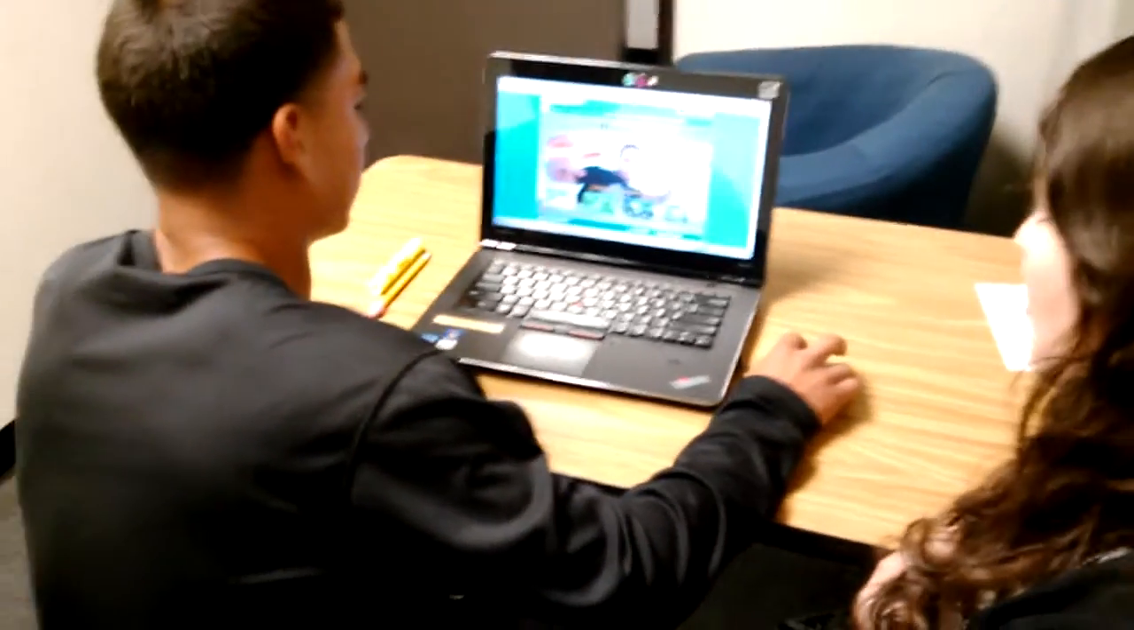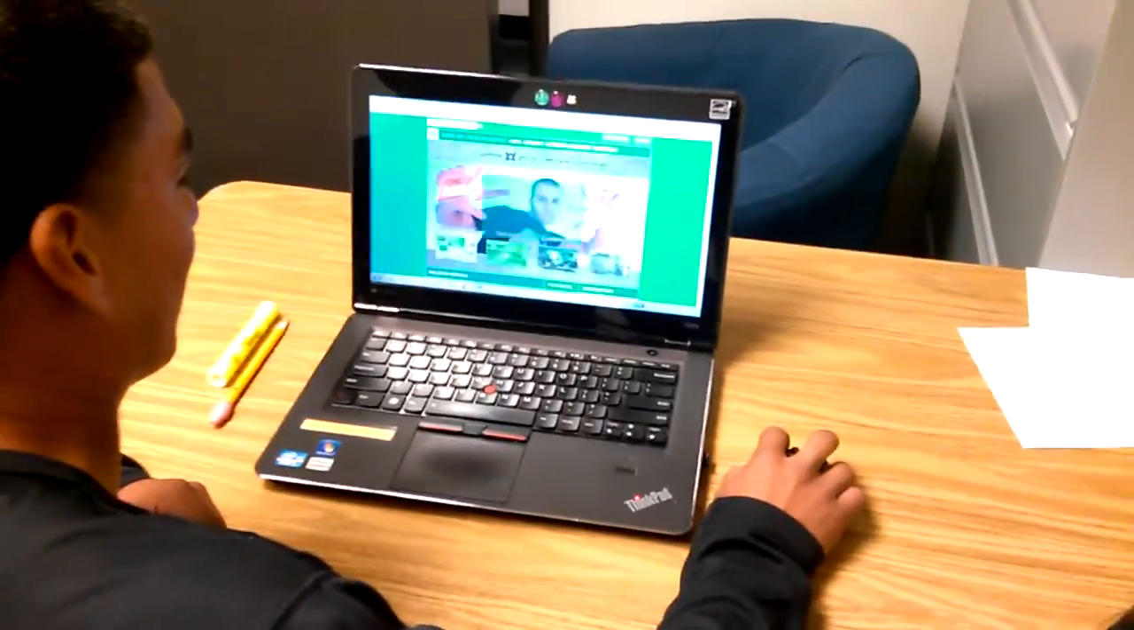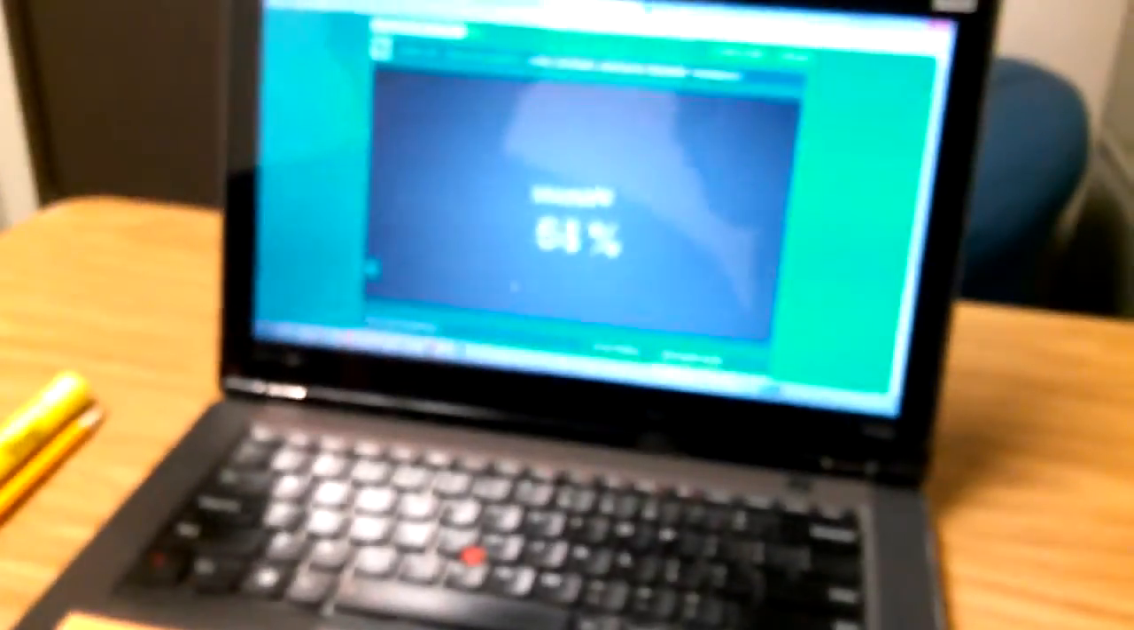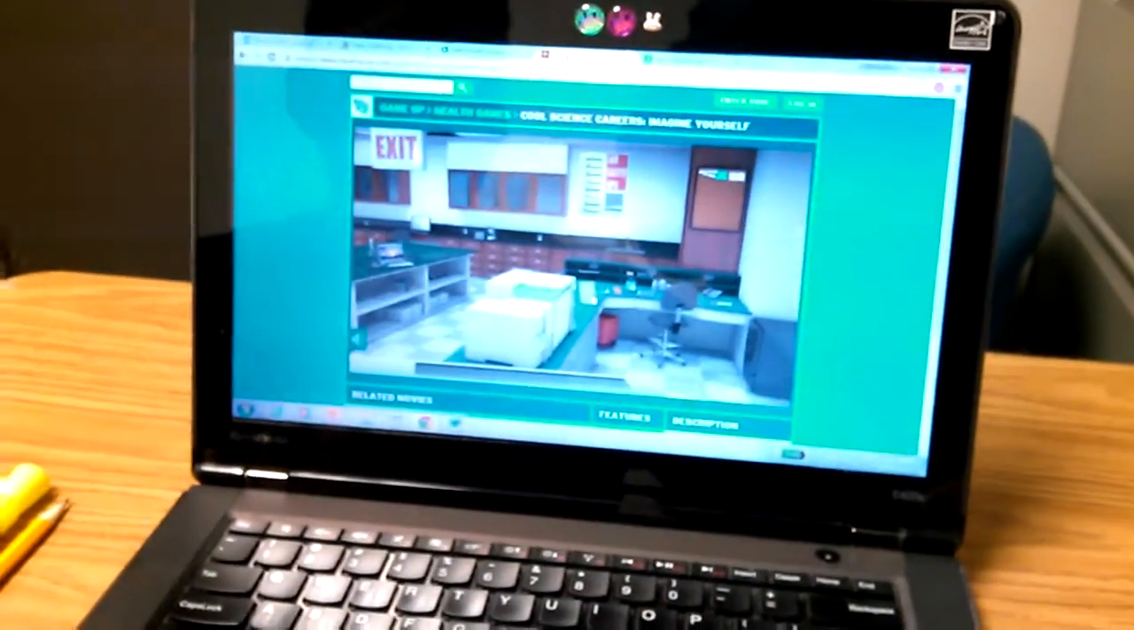Chosen the career of a toxicologist, so let's explore what a toxicologist does. Okay, so we're in the toxicology lab. Looks like that tablet's blinking, so let's see what it's about.